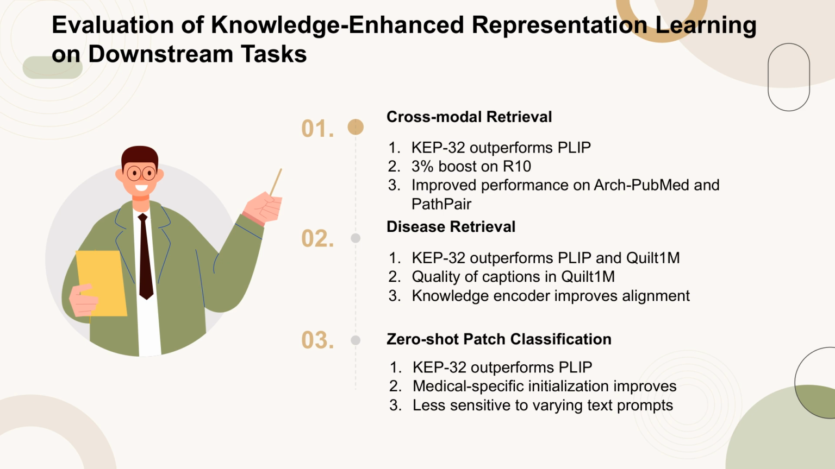For disease retrieval, KP32 significantly outperforms both PLIP and Quilt1M, likely due to the quality of captions in Quilt1M and the knowledge encoder's ability to focus on key disease information. In zero-shot patch classification, KP32 also shows better performance compared to PLIP, with medical-specific initialization further enhancing results. Our approach is less sensitive to varying text prompts, as indicated by the shorter boxes in performance distribution.